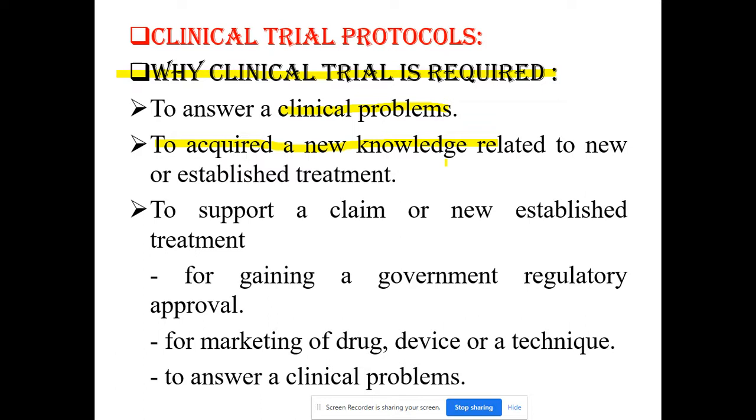It is also essential for the marketing of the drug, devices, or the therapeutics. And lastly, it is essential to answer the clinical problem.